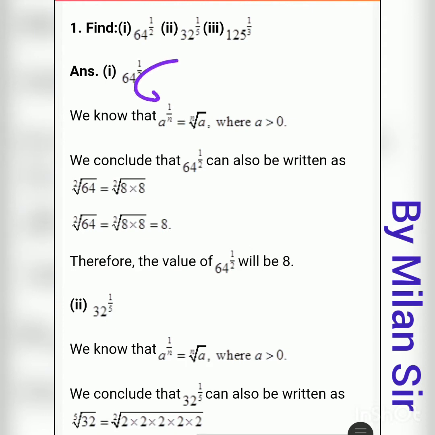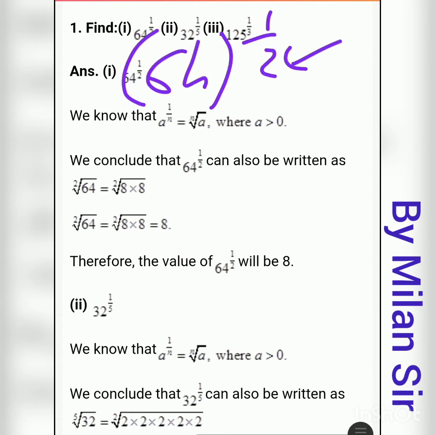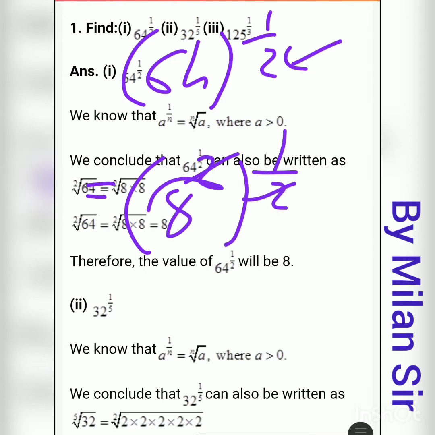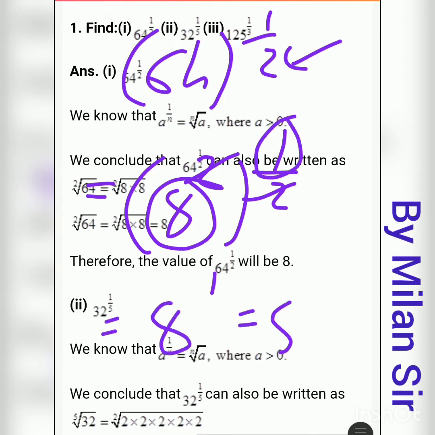Again I repeat this question, 64 raised to 1 by 2. Here 2 is there, so we need to write it in the square form. Whatever exponent we have here, we need to convert our number into that exponent. So here we have 64, so we write 8 square and 1 by 2, so this 2 cuts, 8 is remaining, raised to 1, it's 8 only.